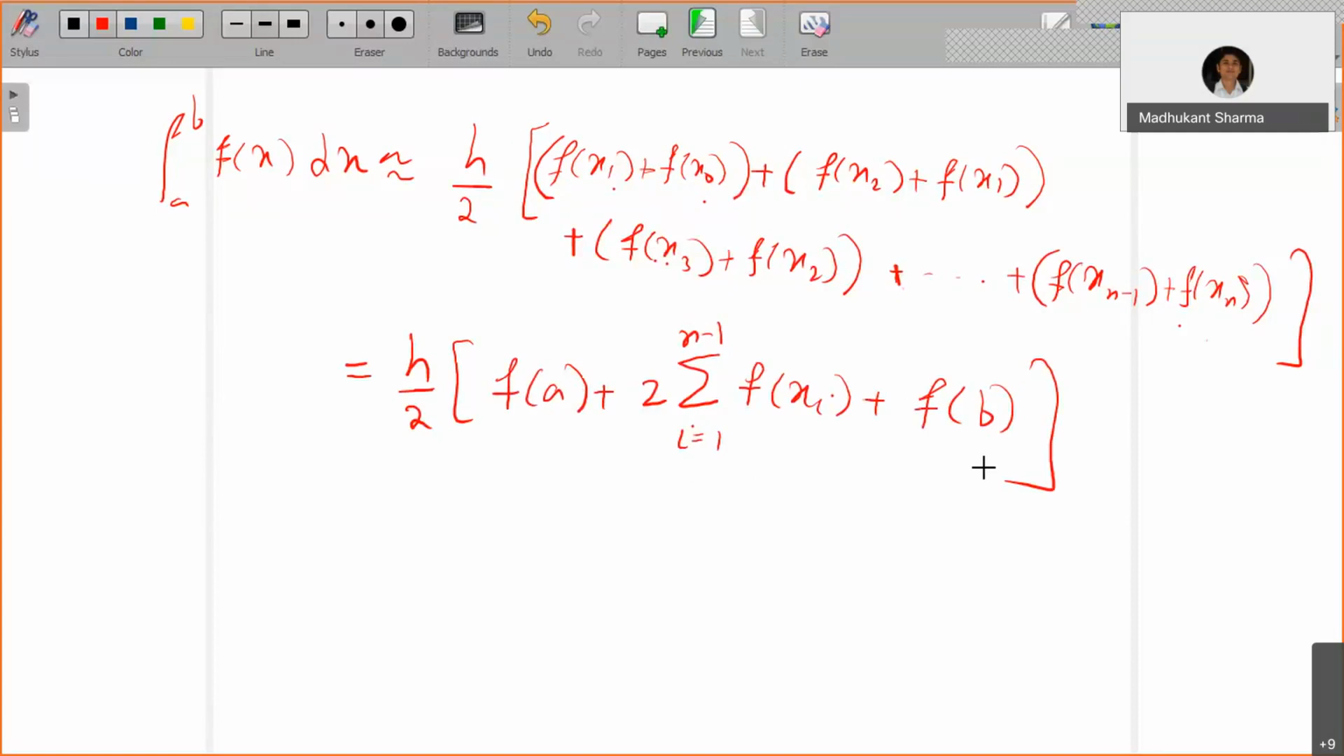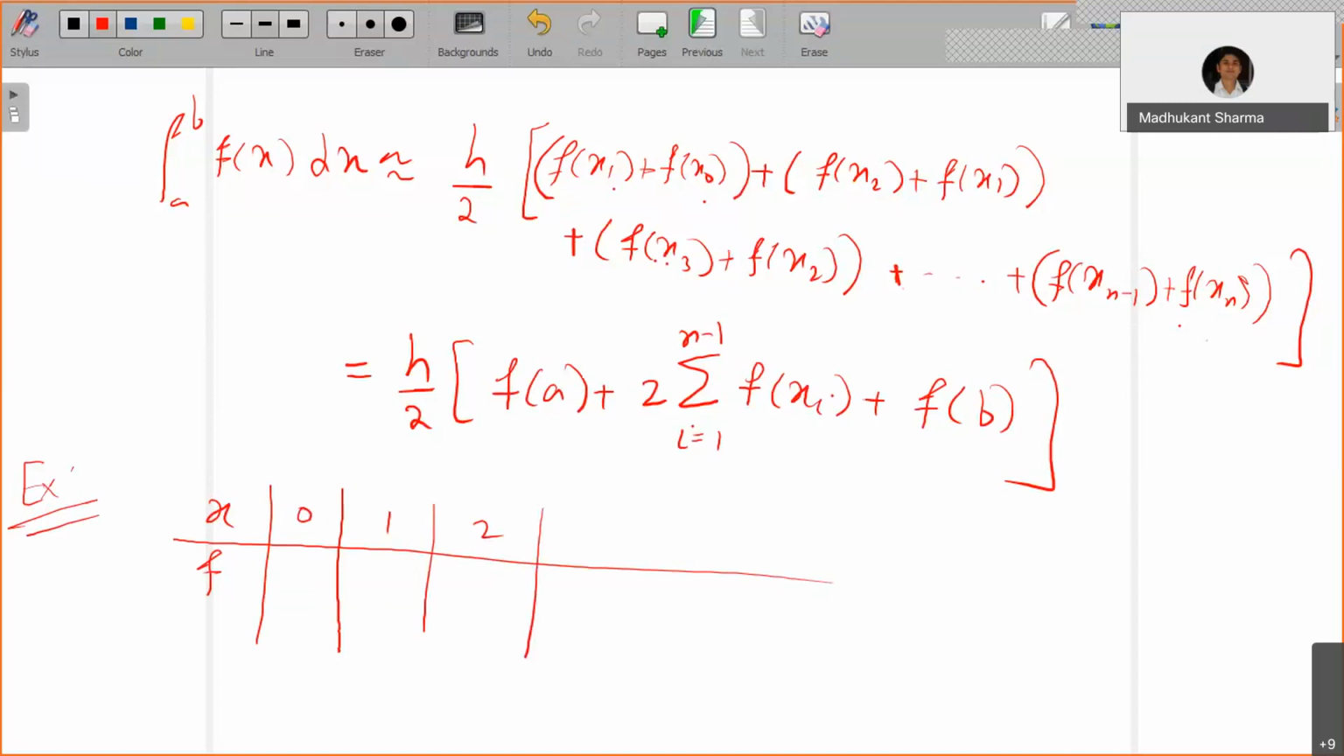Okay, so if you have the table, how will you use this now? Let's say the table value is given here. X is given and f value is given. How will you use this composite trapezoidal rule for integration? So let's say 0, 1, 2, 3, 4, and let's say x square is the function. So this is 0, 1, 2 square is 4, 3 square is 9, 4 square is 16. Now I want to approximate integration 0 to 4 f of x dx.